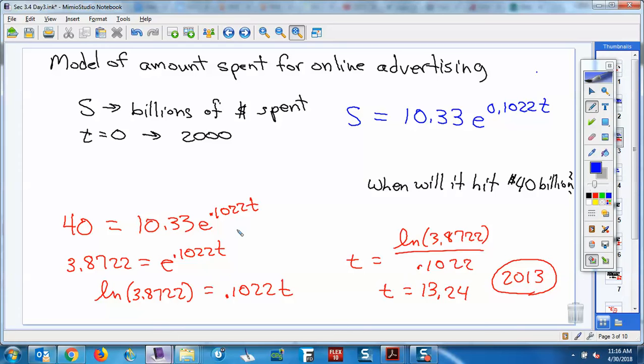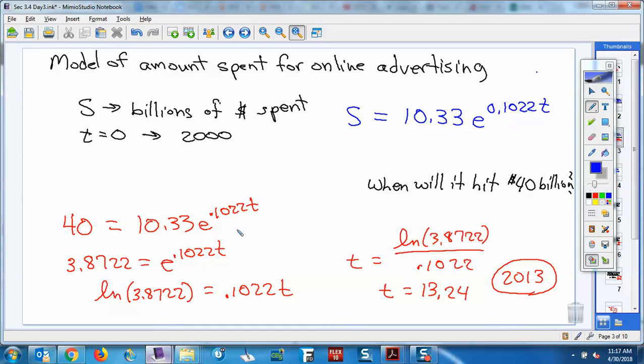So you would put an 11 in for t, and you just type in your calculator 10.33 times e raised to the 0.1022 times 11. Make sure you put parentheses in where they need to be. And that would give you S, spending. So one thing is they give you the input, you type that in, and you get the output.